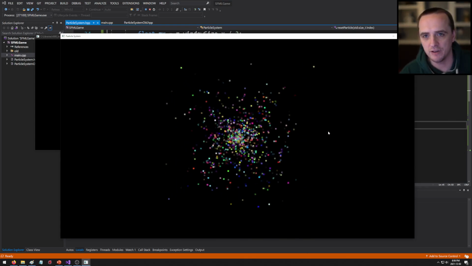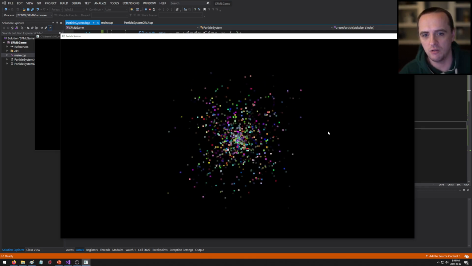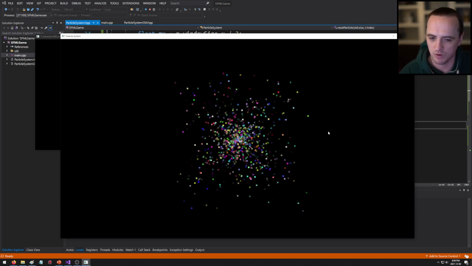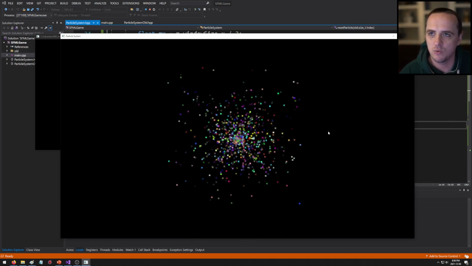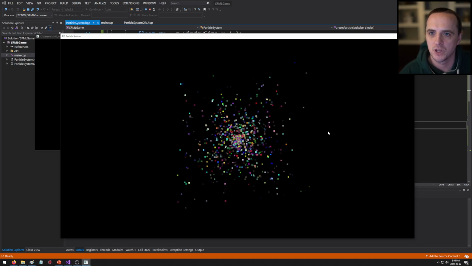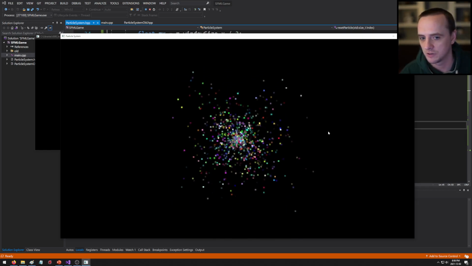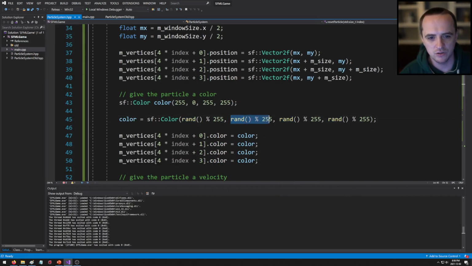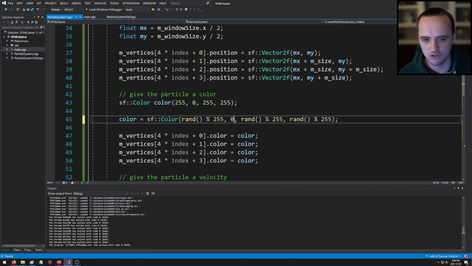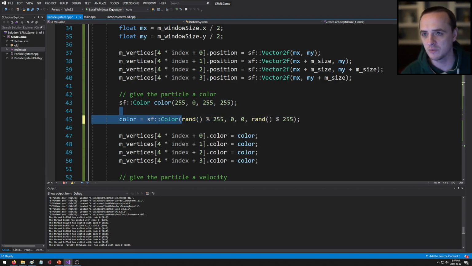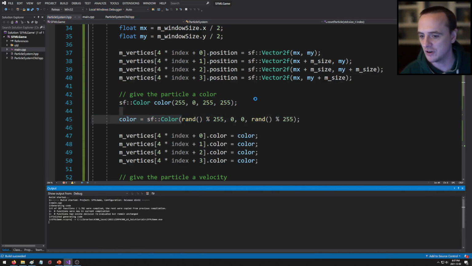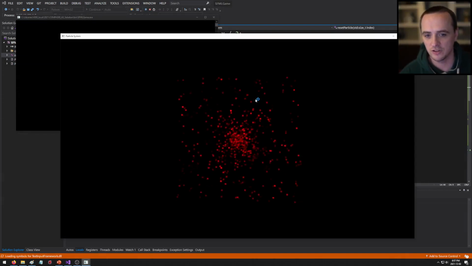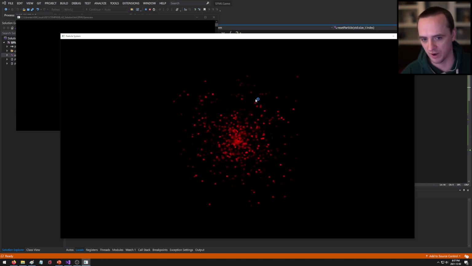However, what if I wanted maybe like a fire, right? So maybe I want them to be all shades of red, right? If I wanted them to be all shades of red, then what I could do is say, okay, there's no green and there's no blue. So if there's no green and no blue, then it's going to be a random amount of red, right? So this is how you can tune the colors. So these are like a random color of red, right?